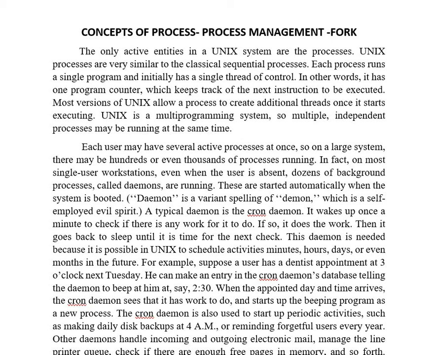Most Unix versions allow a process to create additional threads once it starts executing. Unix is a multi-programming system, so multiple independent processes may be running at the same time. Each user may have several active processes at once. On a large system, there may be hundreds or even thousands of processes running.